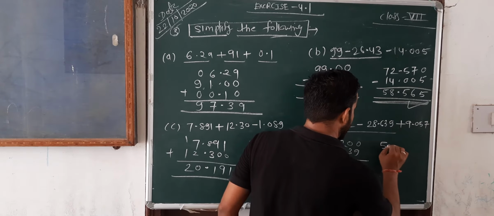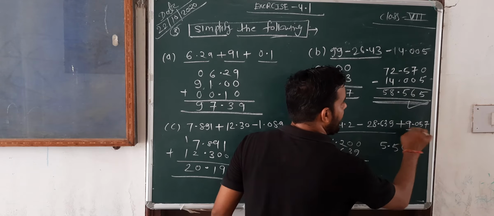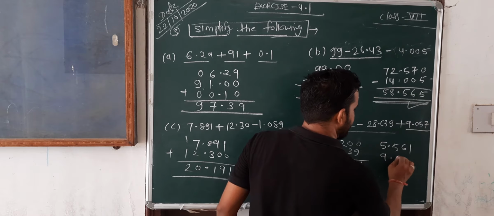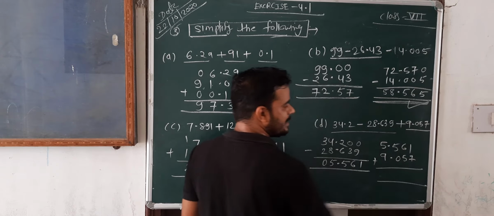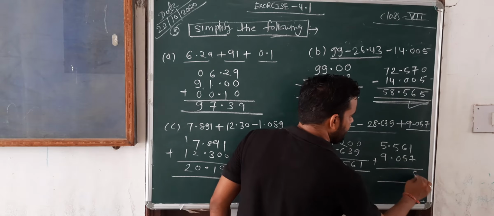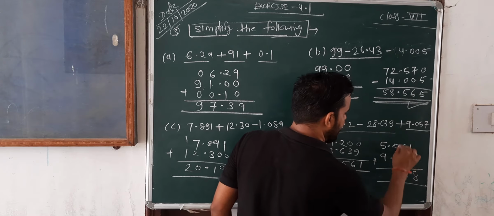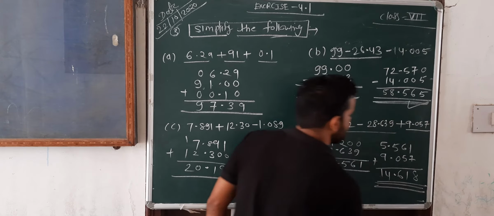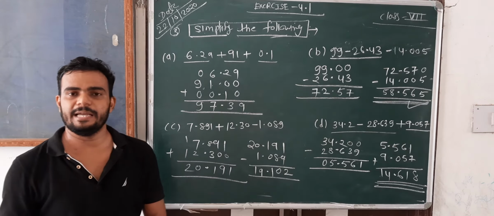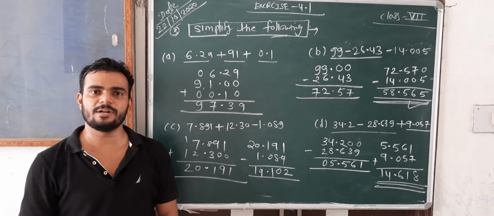Afterwards 5.561 and plus 9.057. So you have to add both of these, because this number is plus. 7 plus 1 is 8, 6 plus 5 is 11, carry 1, 6, and 9 and 5 is 14. The final answer is 14.618. So this is the way. Take the screenshot and write it in a notebook.